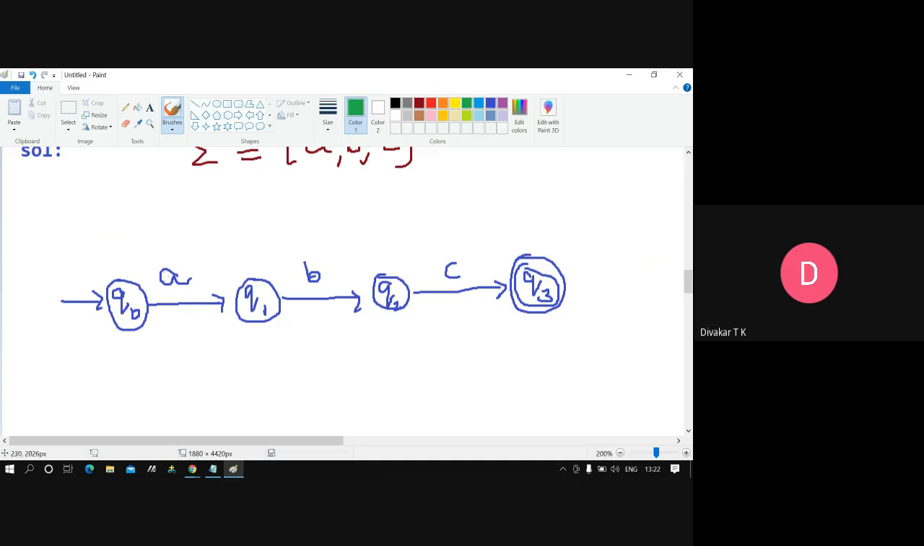Now the story begins. From Q0, A symbol is passed, but B and C symbols are not yet passed. B and C are remaining. So I'll try to write a self loop for this. Now I will check, because it should be ending with ABC only. So now I will write B comma C here. If I write B comma C, there is no problem for me. B, C, B, A, B, C. ABC only it is ending. So there is no problem for me.